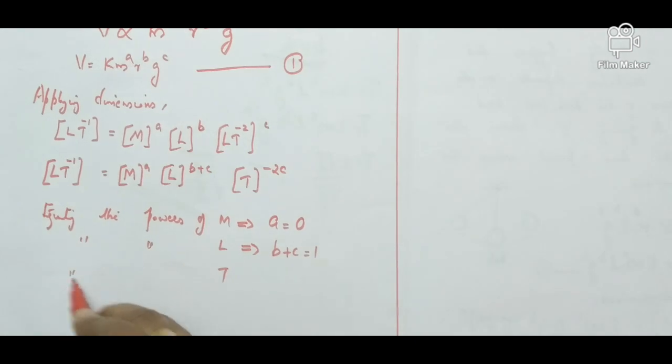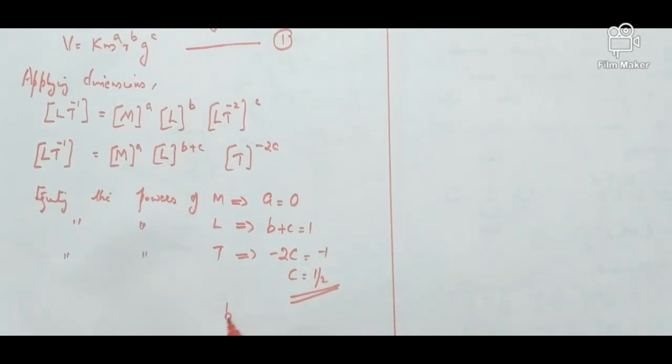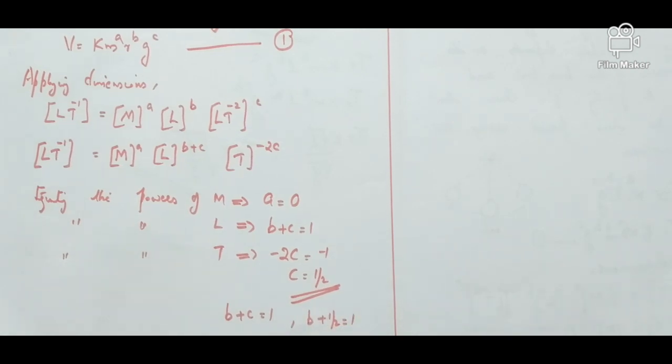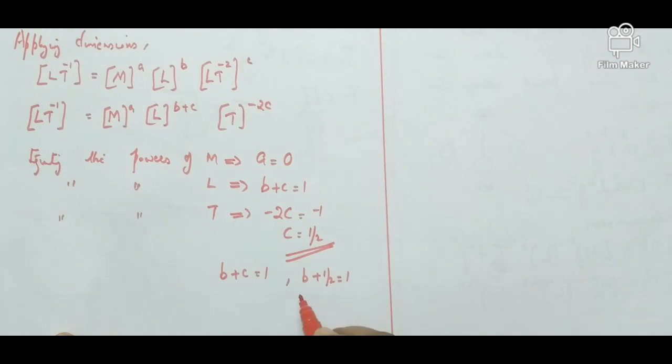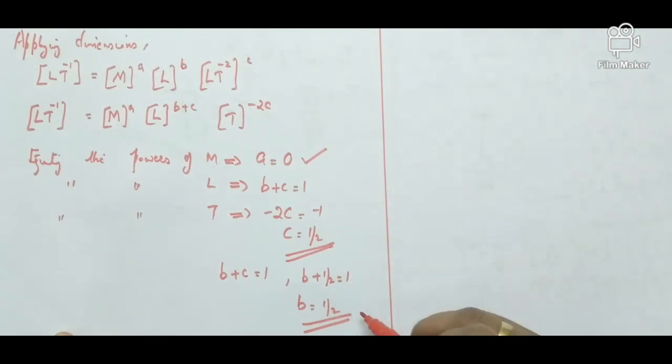Equating the powers of time, here minus 2c equal to minus 1. So c is equal to 1 by 2. Now again we can substitute for c. b plus c is equal to 1, therefore b plus 1 by 2 is equal to 1. So what is the value of b? b equal to 1 by 2. So we got the value of a equal to 0, b equal to 1 by 2 and c equal to 1 by 2.